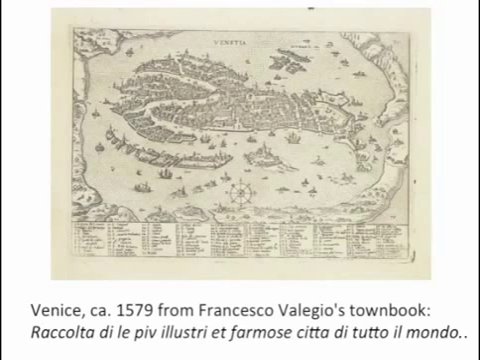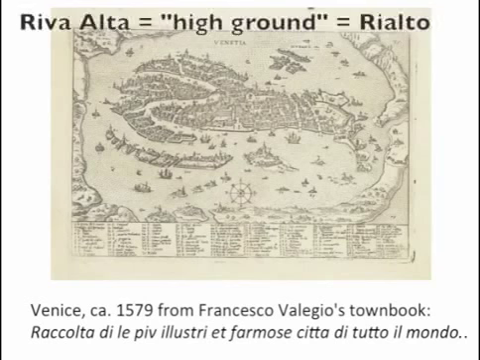Venice is this mush. It's this swamp where one small point of Venice created a bit of high ground, riva alta, high ground. And at that point, the Rialto Bridge, which is the original bridge in Venice and the only bridge in Venice until the 1800s, when the Austrians took over the city and said, this is crazy. We need at least one more bridge. And so they built one.